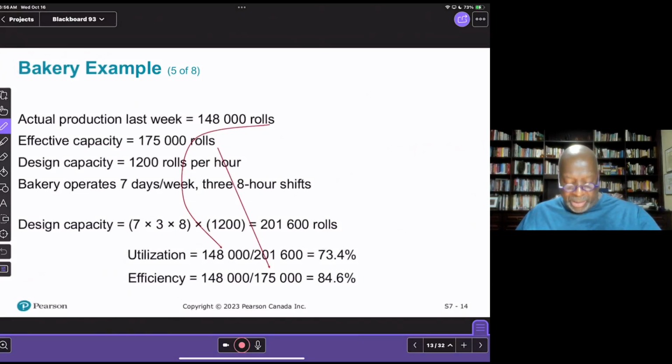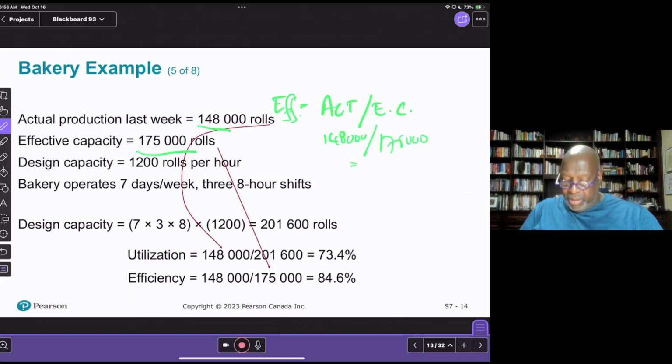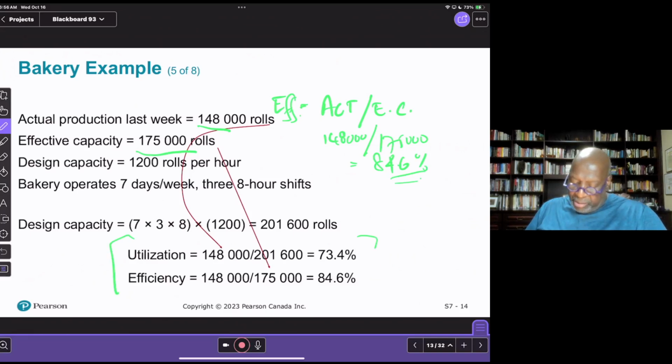All right, and then now we want to calculate our efficiency. Well, remember the effective capacity is 175,000, and this is our actual. So the actual over the effective capacity will give us our efficiency. So in this case, 148,000 divided by 175,000 will give us the 84.6% efficiency.